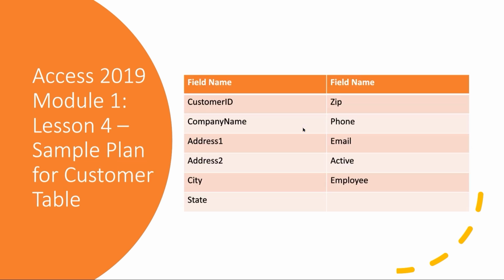So on this slide, I have a sample plan for the customer table that we're going to build, giving you all the field names that we're going to be using in that table. So we need a unique identifier field, a primary key field, and we're going to call it Customer ID. So each customer record is a unique record because even if everything else is the same in the record, the Customer ID will be different. We're going to have company name, address 1, address 2, and so on and so forth in this table that we're going to create.